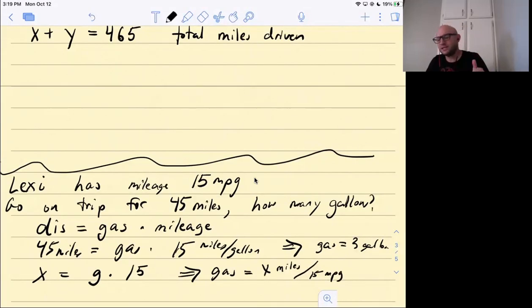Please hit yes if this little example makes sense, and hit no if you're a little bit confused about it. Because I agree, mileage is a little bit tricky to think about, but if you think about it in the right way, it's actually pretty easy.